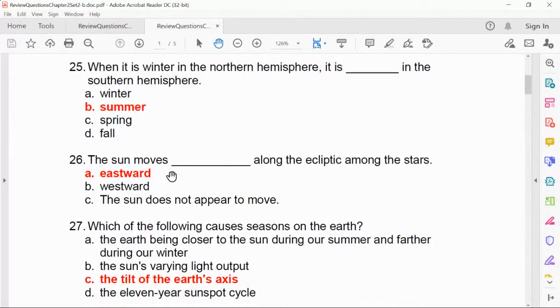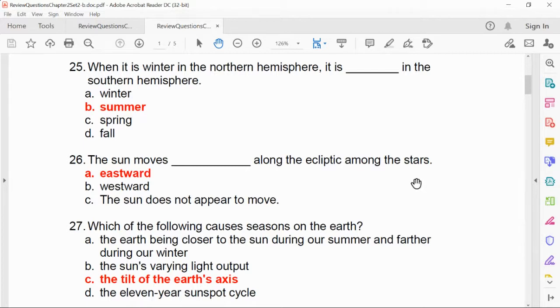The sun moves eastward along the ecliptic among the stars. Now, some of you may confuse this with the daily motion. If you look at the daily motion, the sun comes from the east and it moves toward the west. And that basically comes as a result of the rotation of the Earth. But the question here tells you among the stars.